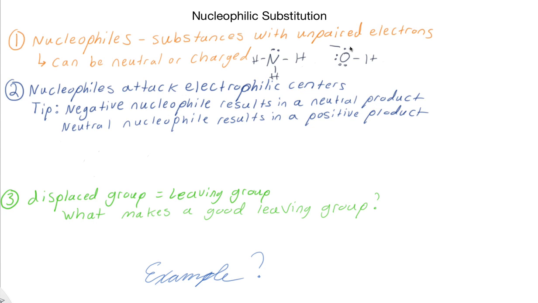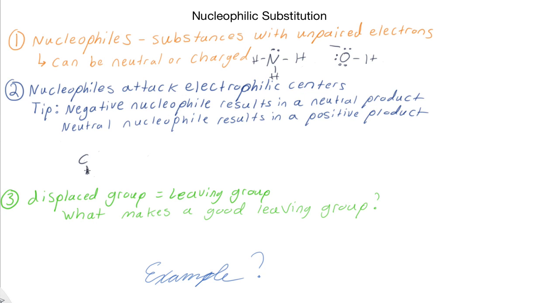Nucleophiles attack electrophilic centers. If I didn't mention this before, these videos I'm making are in a playlist. So in the first video, I showed you what an electrophilic center is, and that's that partial positive on that carbon-halogen bond. So I'll just draw it again just to show you.